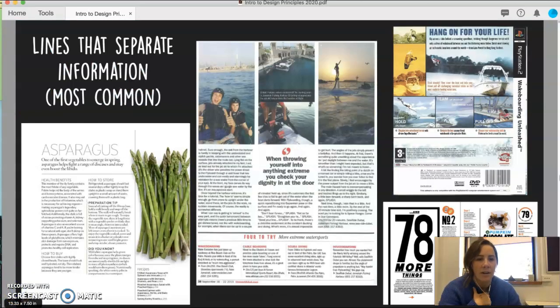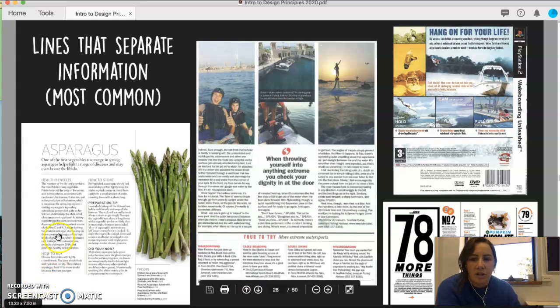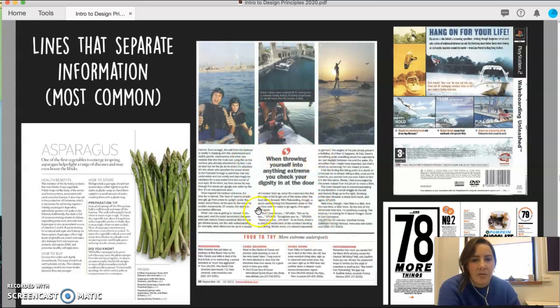All right. So what we're going to do here is have a look at some lines that separate information, and these are actually the most common types of lines used. So if you have a look at this magazine here, they've used lines to separate the different key facts and also the different elements of the magazine. This one here looks like they've used the white space as a line in order to separate the information and give the impression of columns.